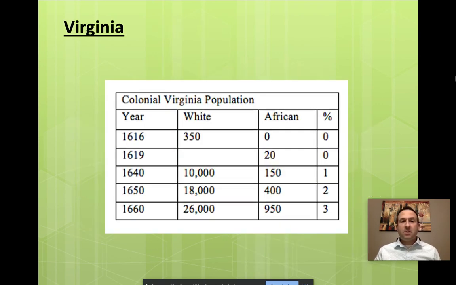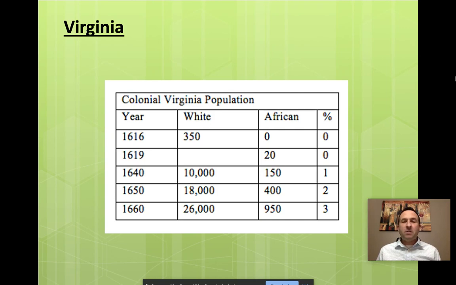And as you can see here on this slide, we are going to vastly and quickly change. By 1660, there are only 950 Africans in the Virginia population. Why? I'm sure many of you are sitting here thinking, well, didn't they use slave labor? Here's the thing. In the 1620s, tobacco is just starting to take off. And tobacco is the reason for this.